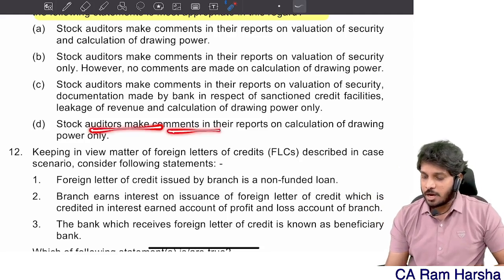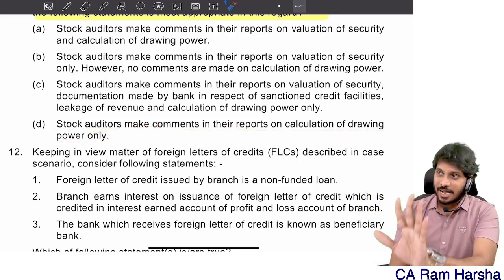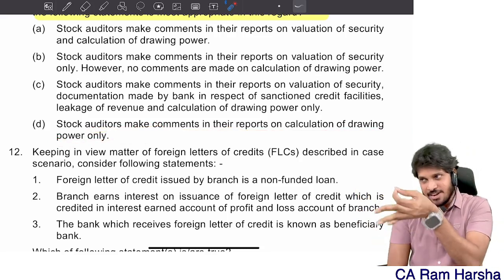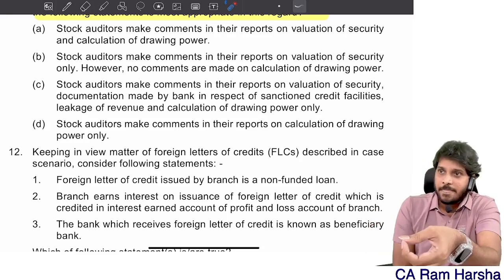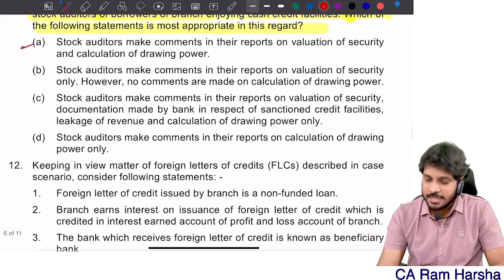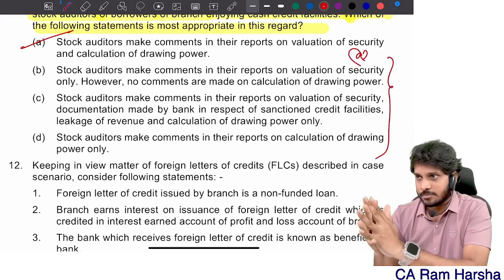Stock auditors make comments in the reports on calculation of drawing power. No. We talk about value of security and drawing power, because drawing power is dependent directly upon valuation of security. So the answer is A. I hope you understood why the remaining 3 are not. Understood?